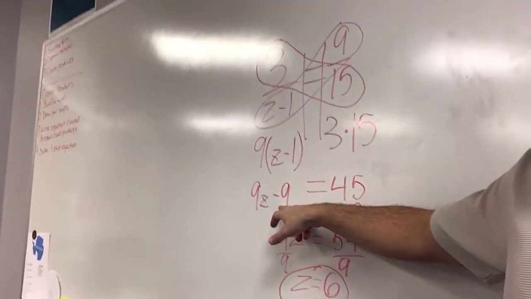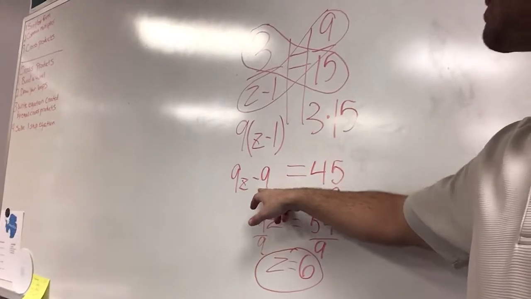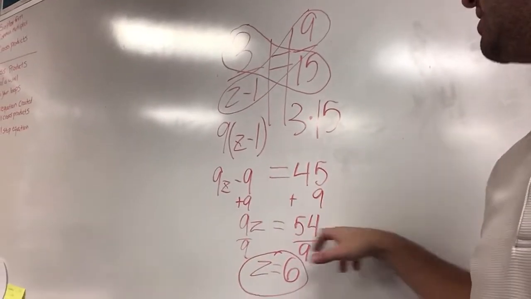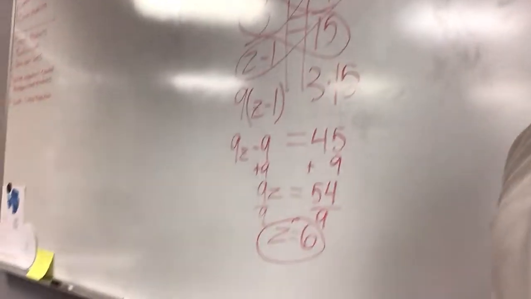45, inverse operations, subtract 9. Excuse me, you're subtracting 9 here, so we add 9 to both sides. Divide both sides by 9, and we get positive 6. Spot on. Questions?